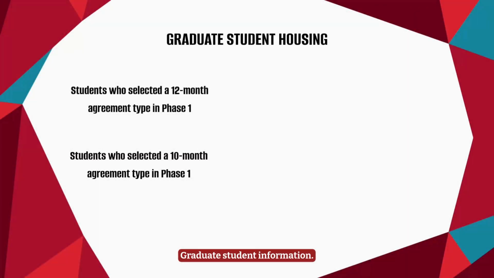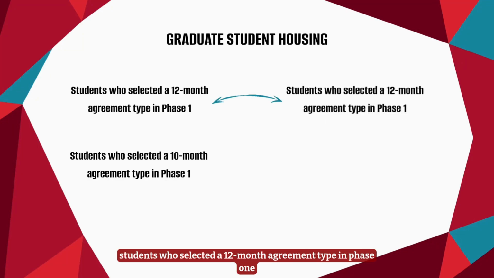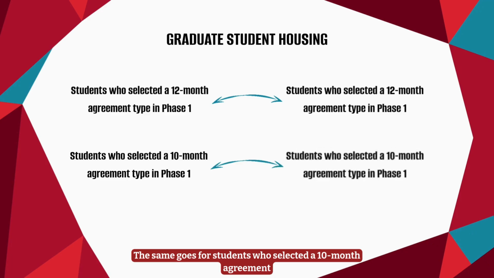Graduate Student Information. Graduate students can form groups only with other students who have selected the same agreement type. This means that students who selected a 12-month agreement will only be able to form a group with other students who selected a 12-month agreement type in Phase 1 and did not renew their current rooming during that phase. The same goes for students who selected a 10-month agreement type.